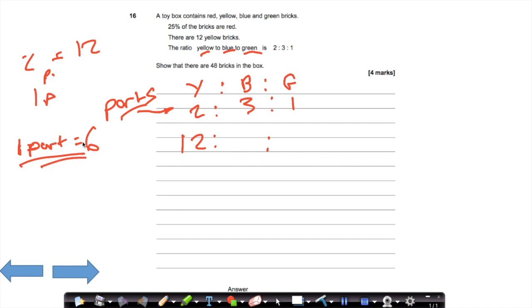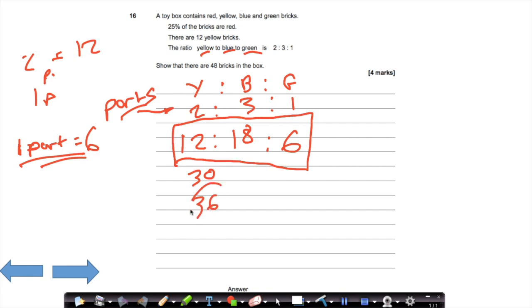Once we know what 1 part is worth, we can say, well, if blue is given 3 of these parts, that's going to be 3 times 6, 18. Green is going to be given 1 of these parts, so as we worked out, that's 6. 25% of the bricks are red. We know that there are 12 yellow, 18 blue, and 6 green. So if we add all these up, 12 plus 18 will give us 30, plus the 6 will give us 36. So we know that there are 36 bricks that are yellow, blue, and green.